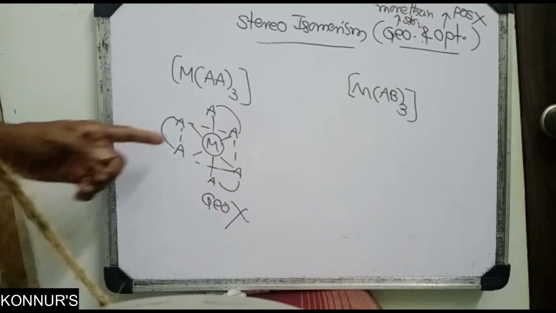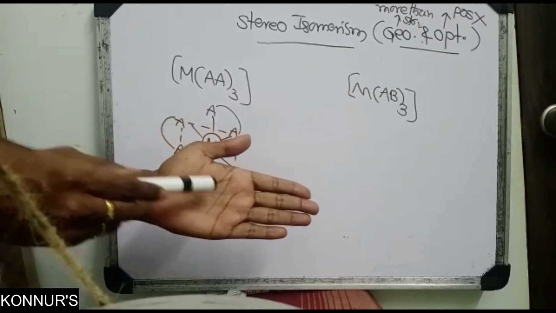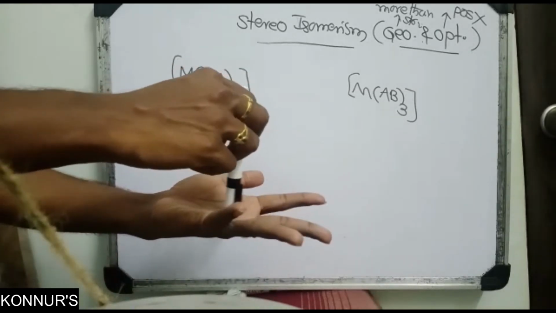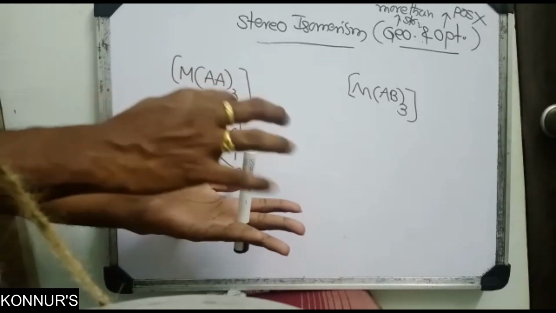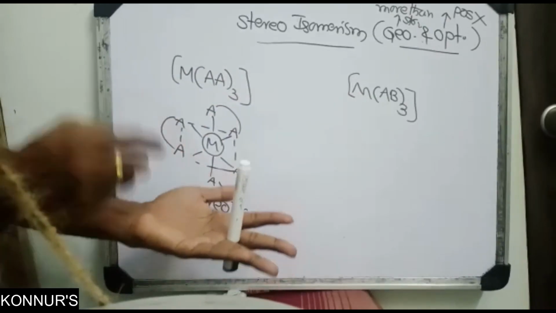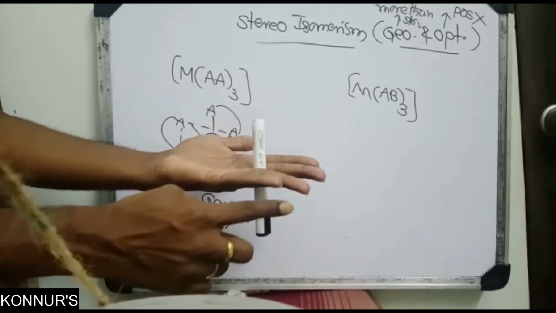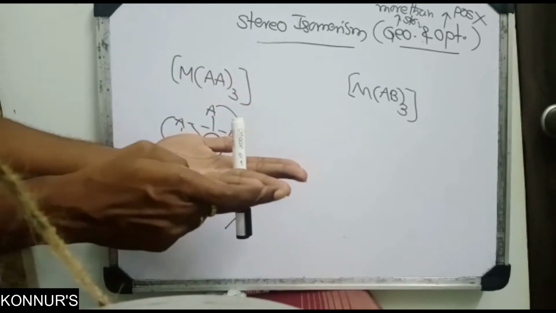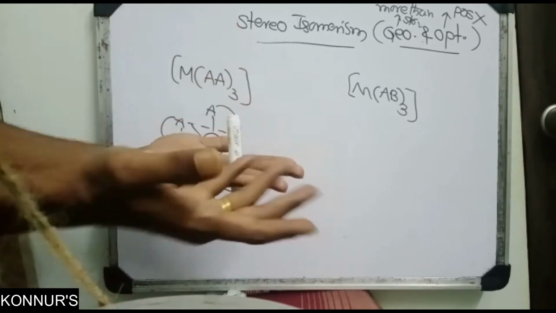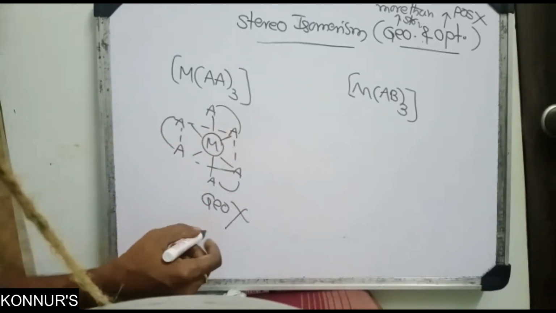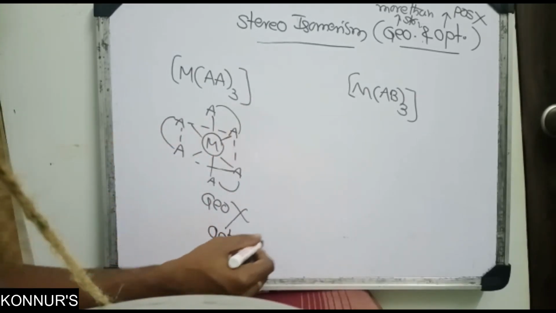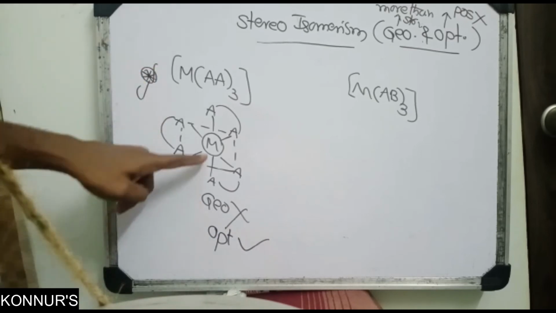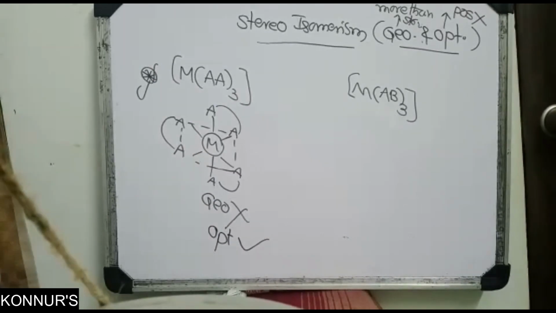Next, you must imagine. So M is here, A and A. Here one ring is there. So here, see this ring. This ring means this side. So here to here one ring, here to here one ring. So you can't cut into two equal halves. So that means this is optically active. Very very important. So it is not showing geometrical but showing optical activity.